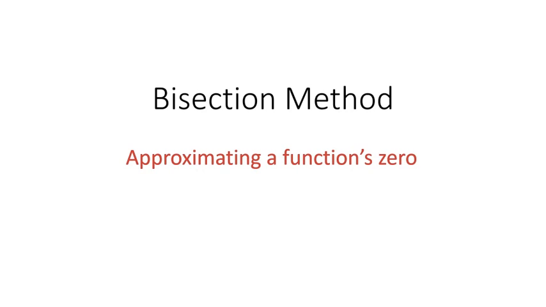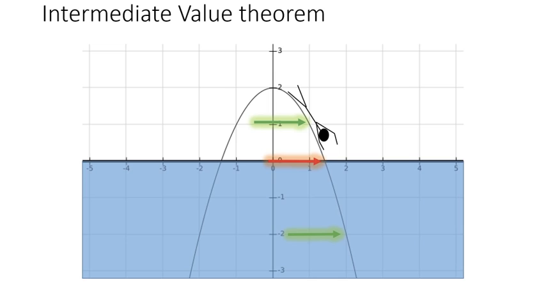Let's look at the bisection method. This method allows us to approximate what x value makes my function 0. It works based on the intermediate value theorem, which tells us that the x value that makes my function 0 must be between an x value that makes it negative and an x value that makes it positive, which is a really simple idea. Let's take a look at an example.